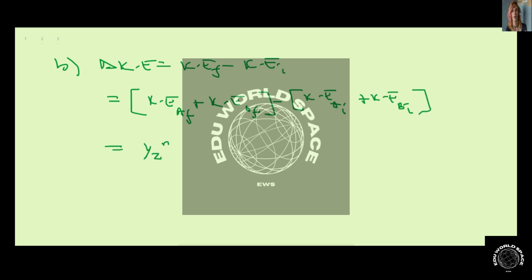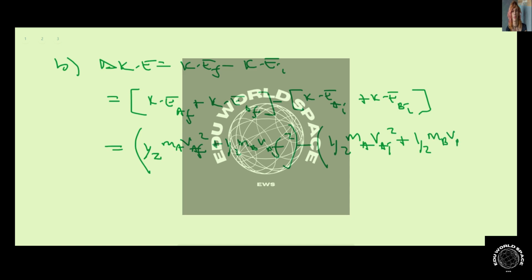So this is 1/2 m_a v_a final squared plus 1/2 m_b v_b final squared, minus, always use brackets when you have to, 1/2 m_a v_a initial squared plus 1/2 m_b v_b initial squared. So that's our change in kinetic energy.